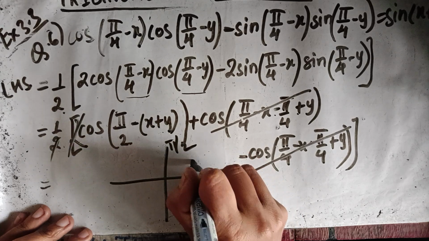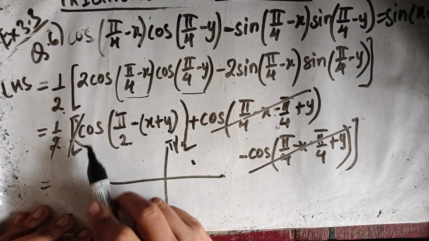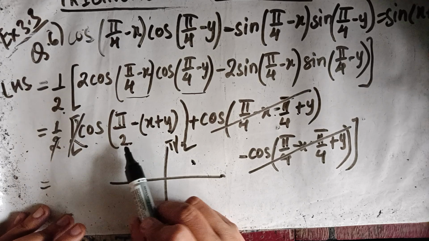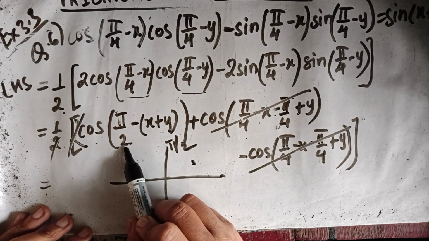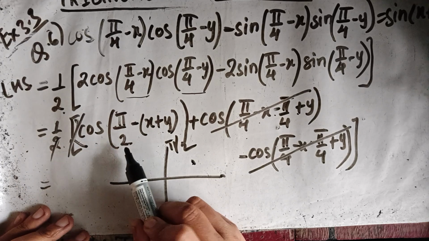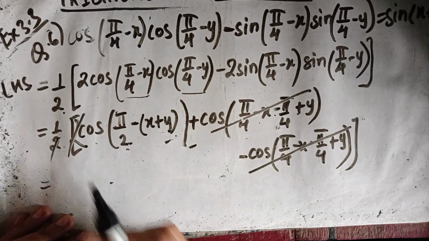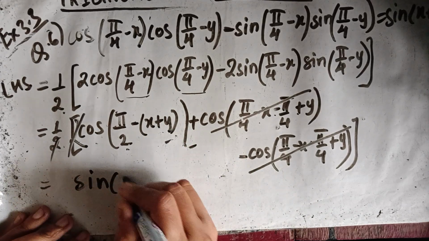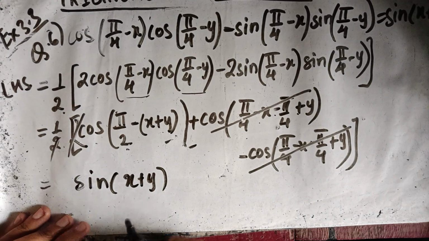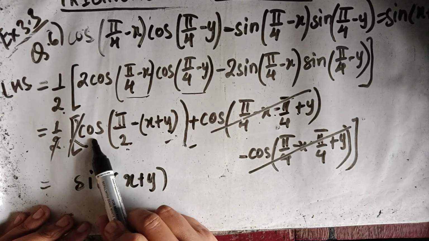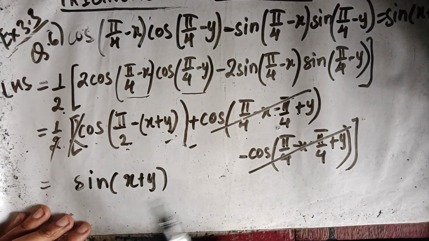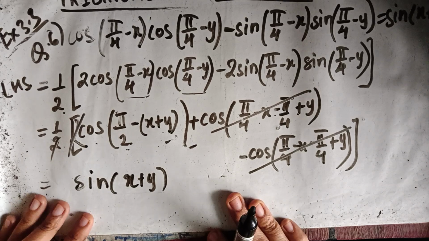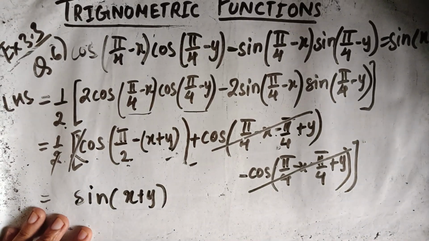So in the first quadrant, cos is positive, right? And pi by 2 is given. So we have to do transformation. So it becomes sine x plus y. Or you can use the formula cos A minus B. We'll get the same thing. I have written it directly.